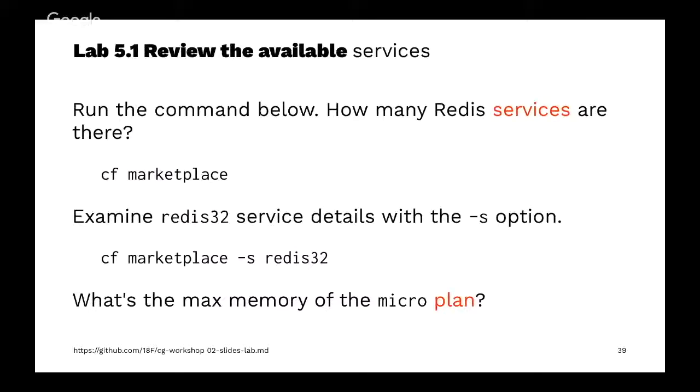So the steps in this lab are first to run the cf marketplace command to see what services we provide at this point in cloud.gov. You'll look for something called Redis 32, which is version 3.2 of the Redis data store, and you can get details about that particular service with the command cf marketplace -s and the name of the service. Something to ask yourself: what's the max memory available with the micro size plan, which is what we'll use today?